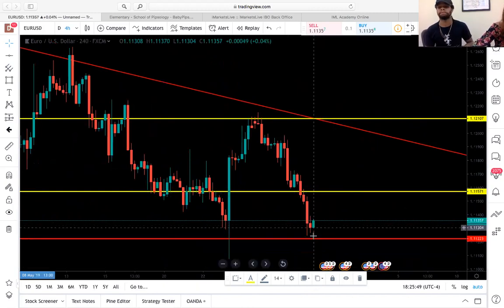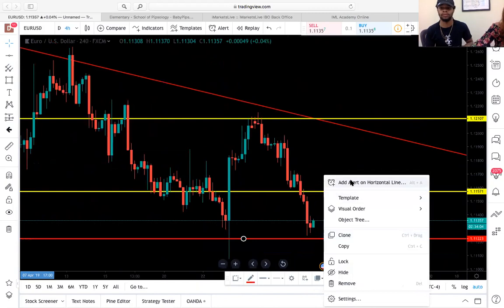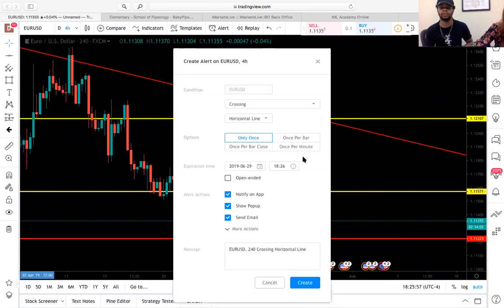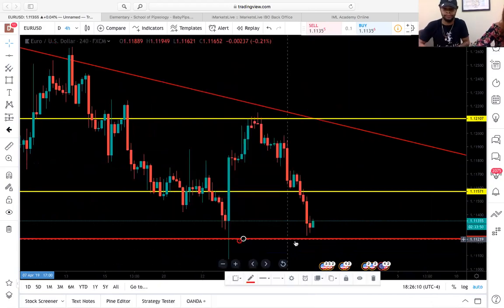Yes. It can either reject this and buy or come down here and sell. So what you can do is click these lines, click add alert. So you won't have to watch your charts all day, click once, or when it touches it, make sure you have the app on your phone or your email connected or your pop-ups and click create. So when price gets there, it will alert you.